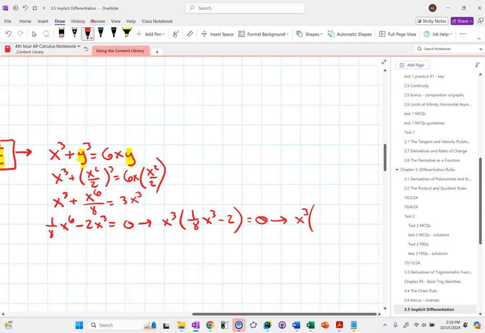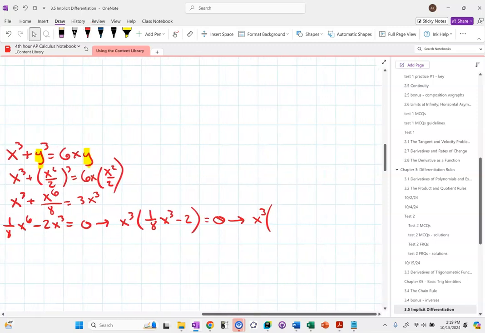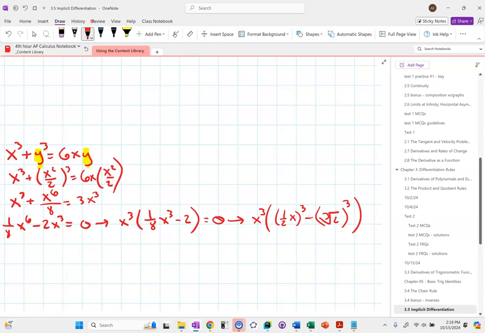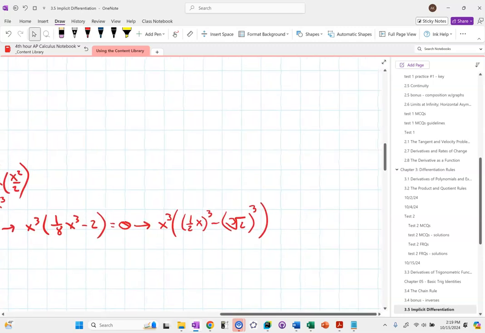Looks a little bit like a difference of 2 cubes to me. Like (1/2 x) cubed minus (cube root 2) cubed. I know, you didn't see that right away, but maybe you did. That's not obvious.